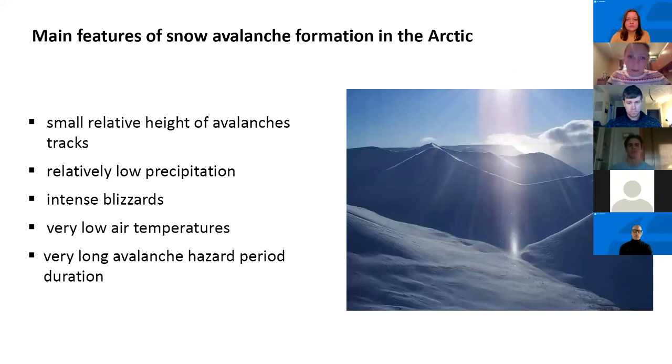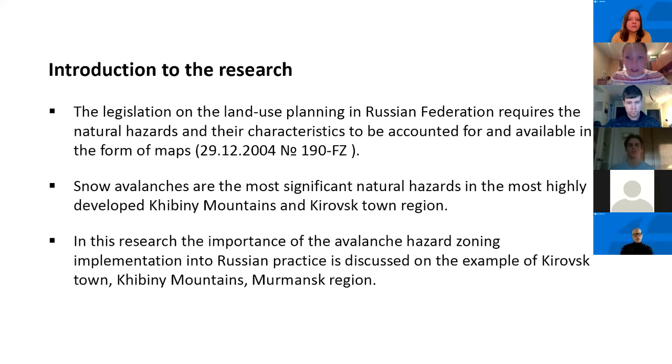But by the way, the Arctic regions have their special main features of snow avalanche formation. For example, small relative height of avalanche tracks in comparison to the Alps or the Himalayas, relatively low precipitation but very intense blizzards at the same time, very low air temperatures, and therefore a very short avalanche hazard period.